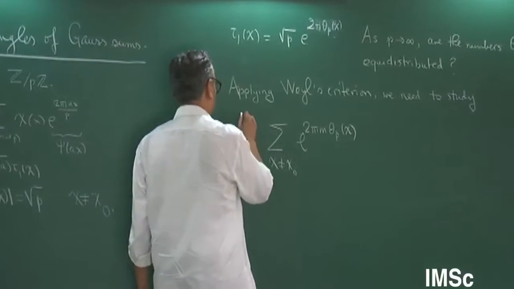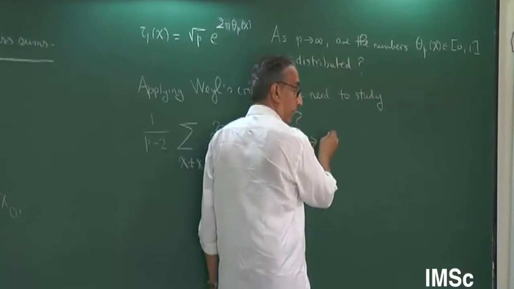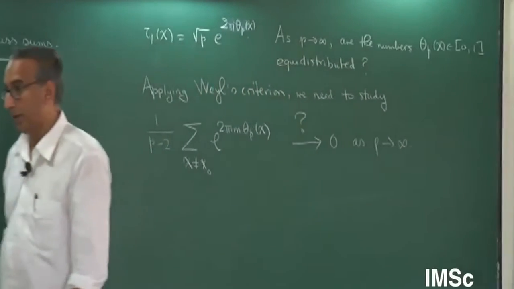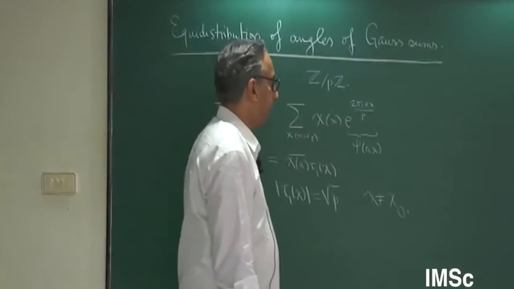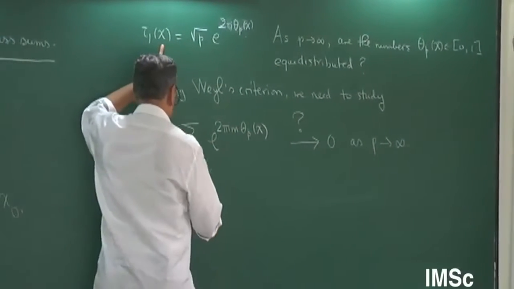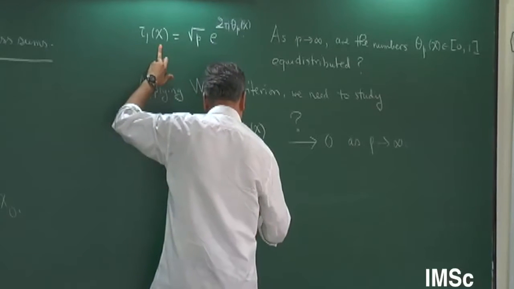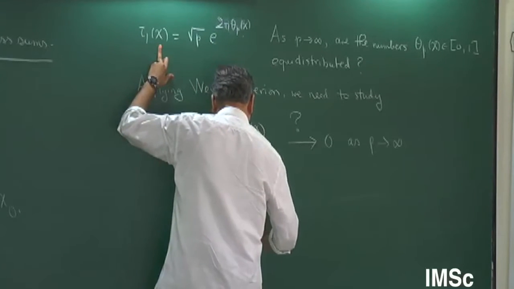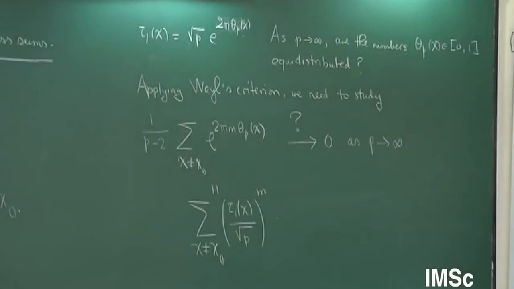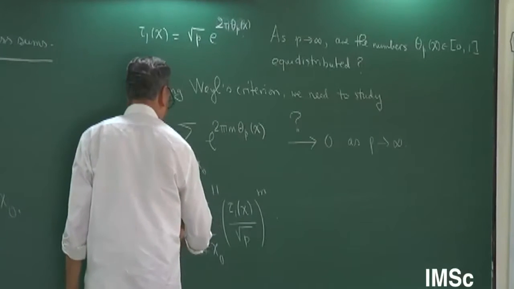Okay? So I have to now take the average and check whether this goes to 0 as p goes to infinity. This is what Hermann Weyl will tell us to do if we want to check for equidistribution. So e to the 2 pi i m theta p chi is the mth power, i.e. this guy is the mth power. So we have to check this. We have to study this.